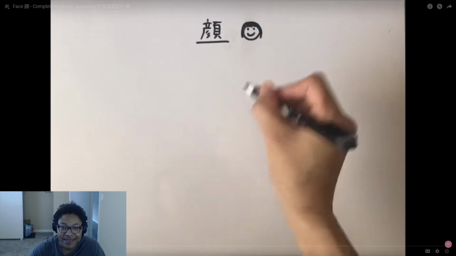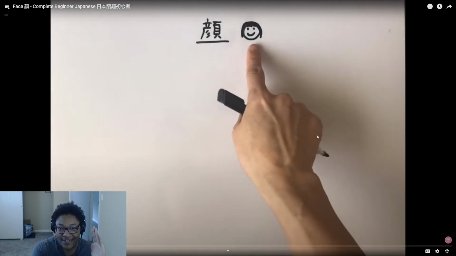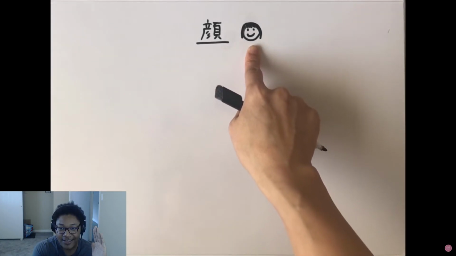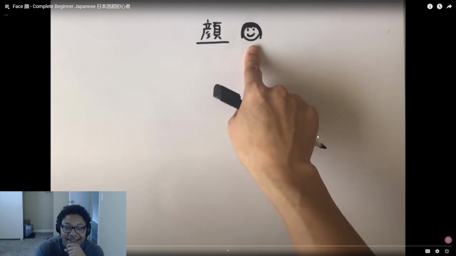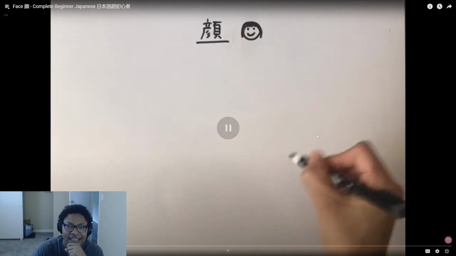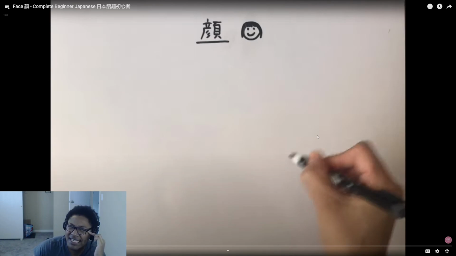顔を描きます。 So you hear initially これは顔です。 So you heard that kao sound. And then you're like, oh, I wonder what that is. And then 顔を描きます, and she uses that same word, kao, and then says kakimasu. But while saying kakimasu, she's moving the pen. And then you're like, oh, drawing of a face or something like that.